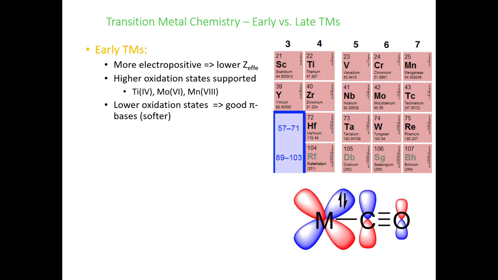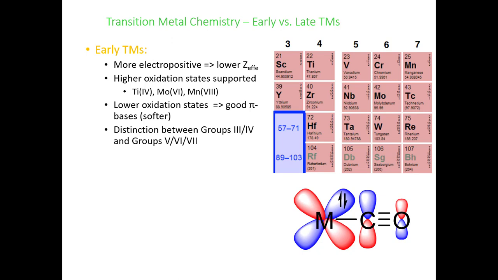In lower oxidation states, where they still have d electrons, early transition metals are very good pi bases and are fairly soft. We will look into what a pi base is later on, but in short, filled d orbitals can act like lone pairs and donate electron density to pi acidic ligands.